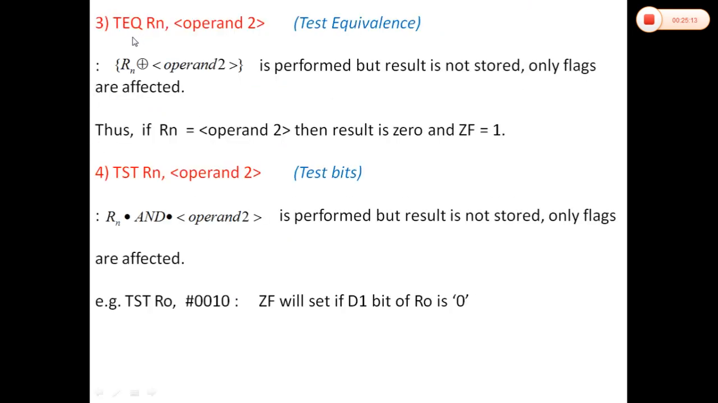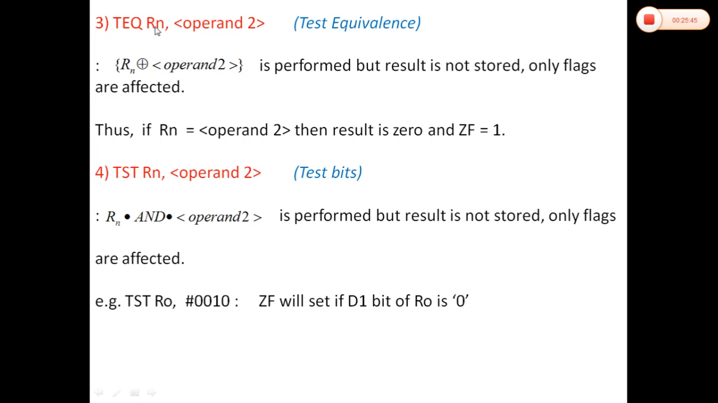The other type of instructions available here are test type of instructions. Test equivalence, TEQ Rn, operand 2. This instruction is used to test whether these two operands are equal or not equal. Internally, this instruction performs an XOR operation between these two operands. Once again, the result is not stored, but the flags are affected.